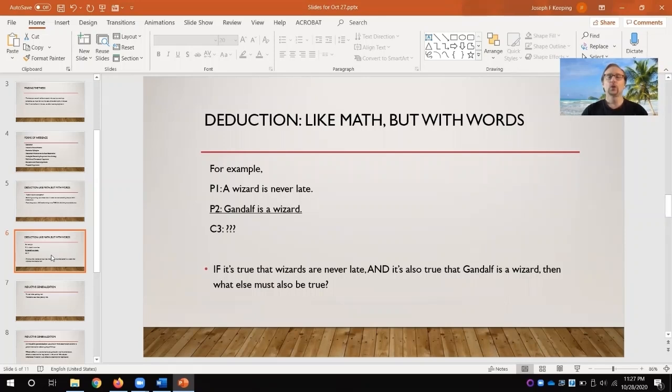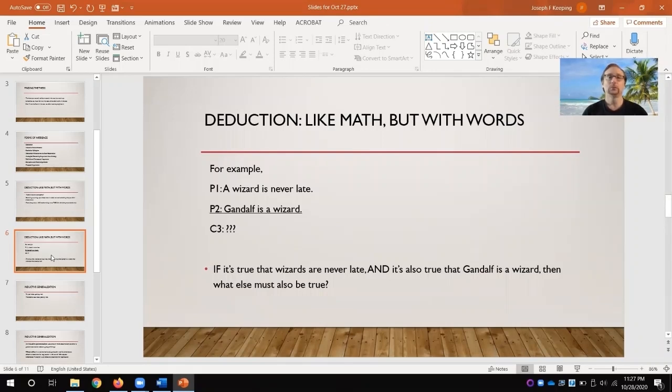So deduction works by premise 1 plus premise 2 equals conclusion. Let's look at the example. First premise, a wizard is never late. Second premise, Gandalf is a wizard. Well, if it's true that wizards are never late, and it's also true that Gandalf is a wizard, then what else must also be true?